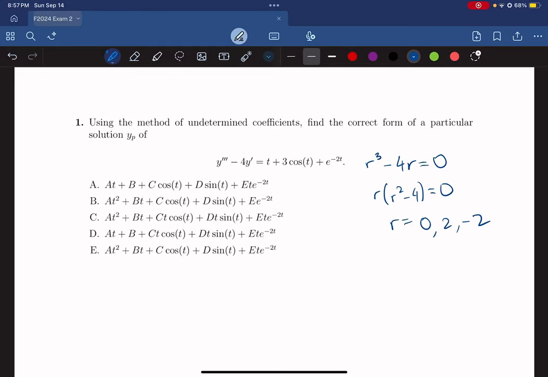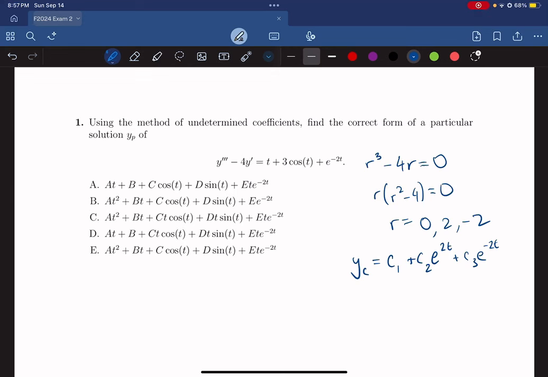And from there we can build our complementary solution. So yc, which is c1, and imagine if this was c1 e to the 0t, but e to the 0 is 1, so that corresponds to the 0 root. c1 plus c2 e to the 2t, that corresponds with this one, plus c3 e to the negative 2t, which corresponds with the third root.